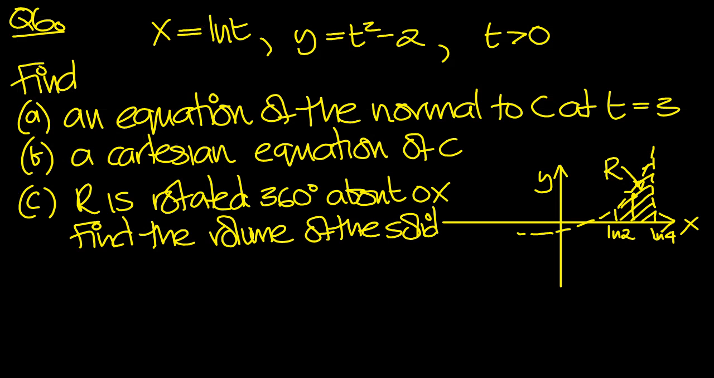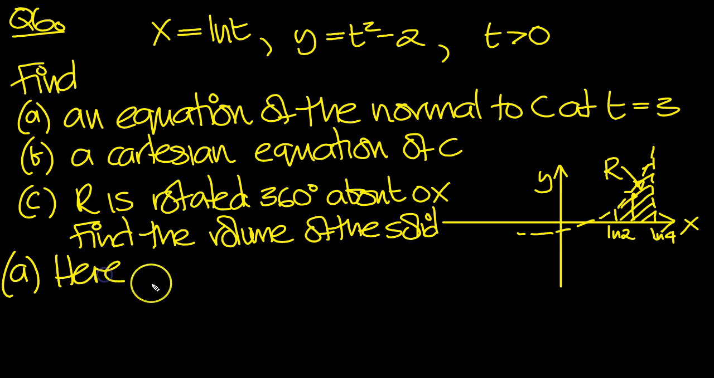So let's have a look at this then. I've got the question in summary form here. So the first thing is to find the normal. Well, we need dy dx. Then we can get the gradient and then the normal. And we know that t is 3, so we can find the coordinates. And so we can find the equation of the normal. So let's have a look at that then.